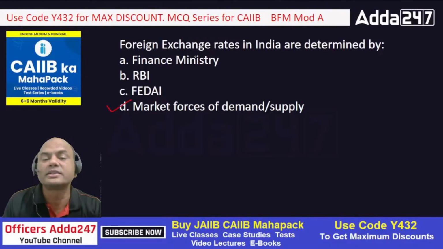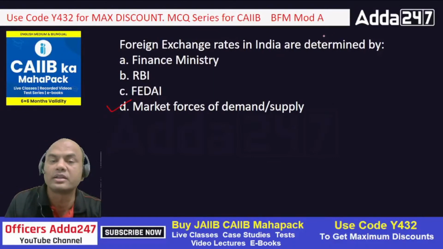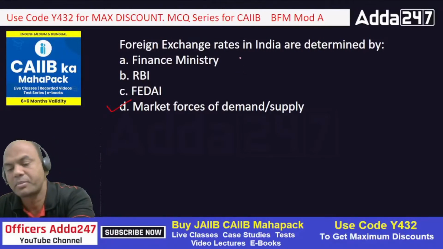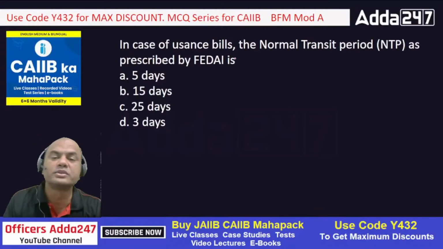No one in India decides the market rates of dollar versus rupee or any currency. It is totally determined by the market forces of demand and supply. More the demand, more will be the rate of that currency. Okay. In case of usance bills, the NTP, normal transit period, as prescribed by FCAI is 5, 15, 25 and 3 days. So what is the answer?